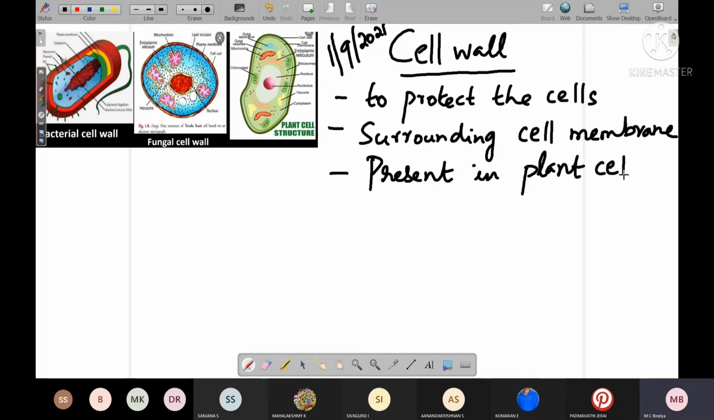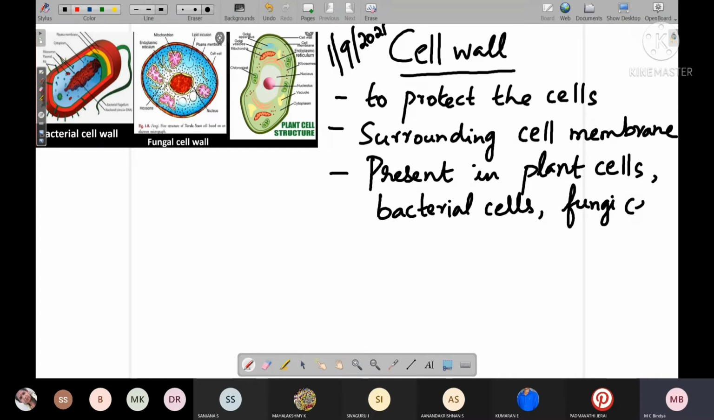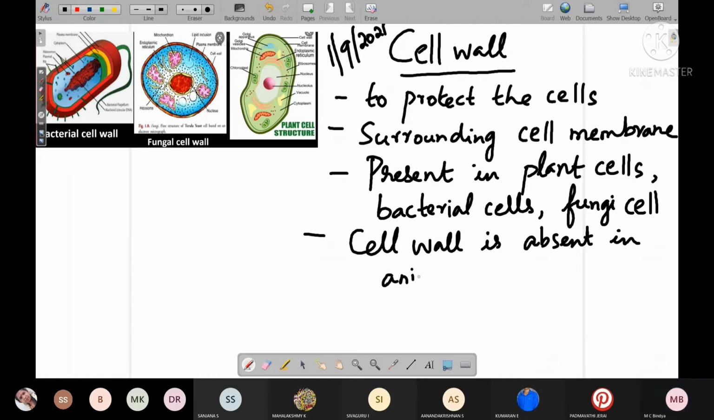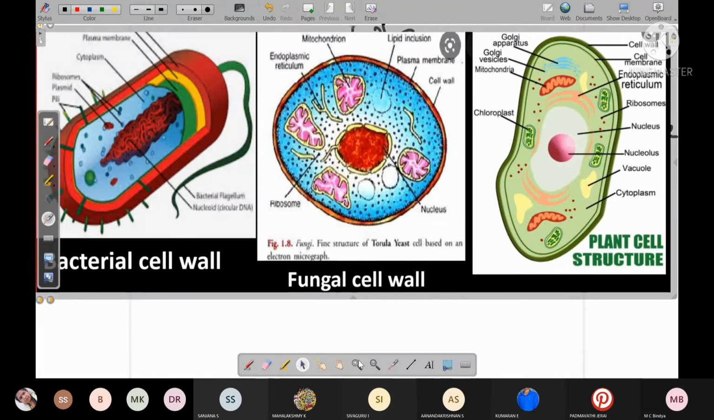Cell wall is present in plant cells, then bacterial cells, and fungi cells. Plant cell, bacterial cell, and fungi cells. But it is absent. Cell wall is not present in animal cell. Cell wall is absent in animal cell. So that's what this image shows.